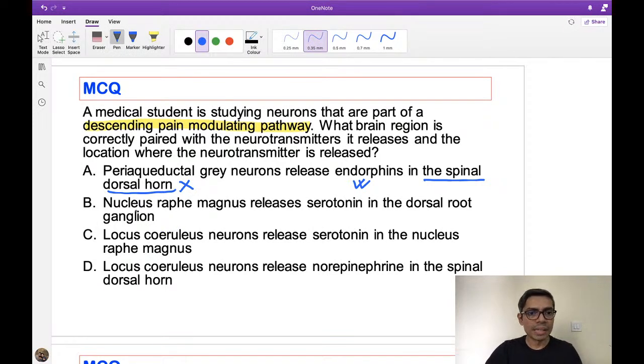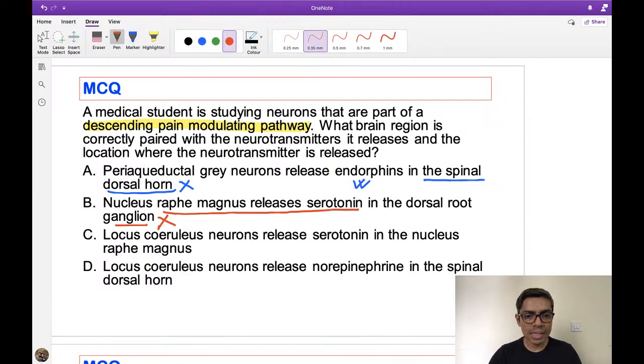Then second, nucleus raphe magnus releases serotonin. Very good, this is the correct statement. Nucleus raphe magnus releases serotonin, but not in the dorsal root ganglion. It releases serotonin at the level of the spinal cord interneuron. You will understand the whole topic, but look at which statement is wrong.